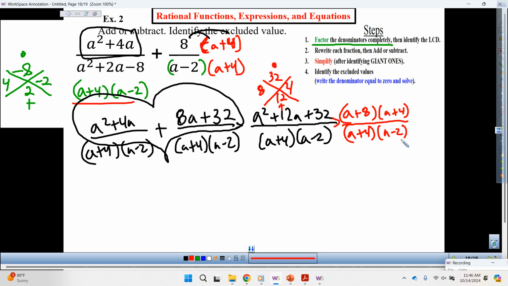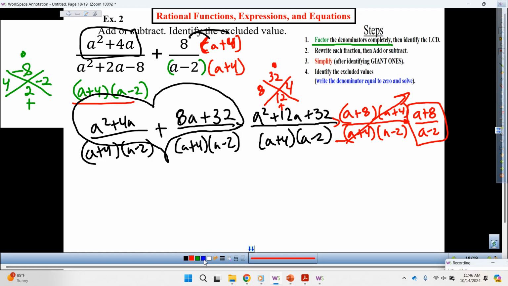And our giant 1, everyone? Everybody's in shock. A plus 4. That leaves us with a plus 8 over a minus 2. Hands if you got that.